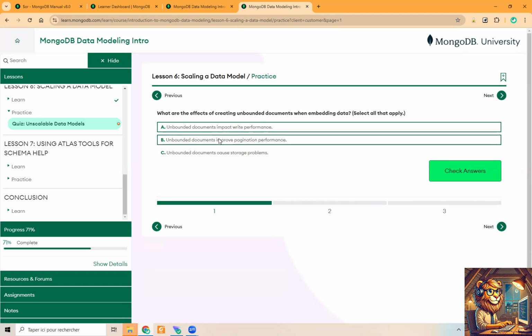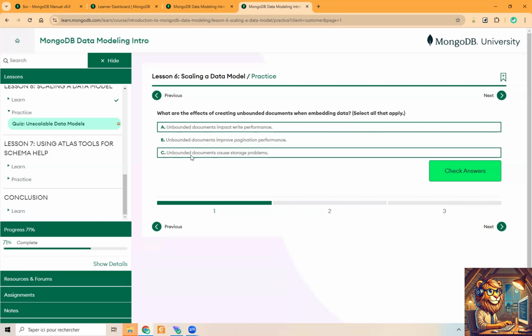That's true, because when it's too big, it will write the same document over and over again. Unbounded documents improve pagination performance, and that's actually quite the opposite, because you cannot paginate easily when you have to run a specific command on a series of comments when it's embedded within another document. Unbounded documents cause storage problems. It could, because obviously if it exceeds the 16 megabyte upper boundary, then that will be a problem.